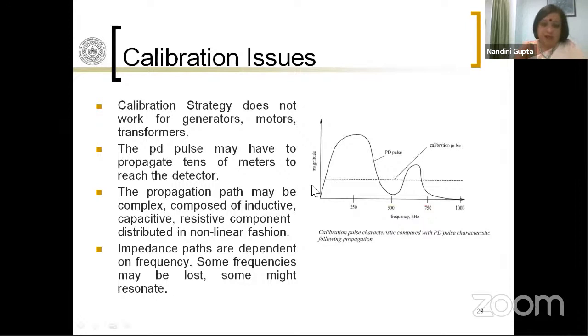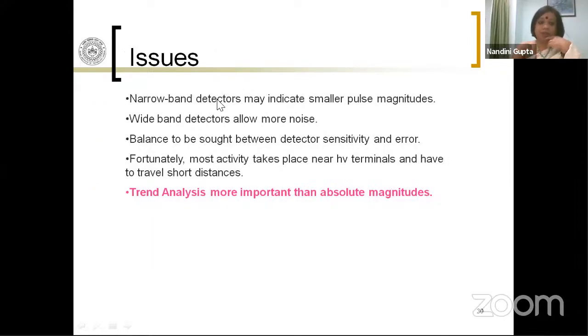The propagation path may be complex, composed of inductive, capacitive, resistive components distributed in a nonlinear fashion. Impedance paths are dependent on frequencies. Some frequencies may be lost, some might resonate. So all this will cause a problem. And this is of essentially more concern when we are dealing with large equipment like generators, motors, and transformers, and research in these areas is still on.